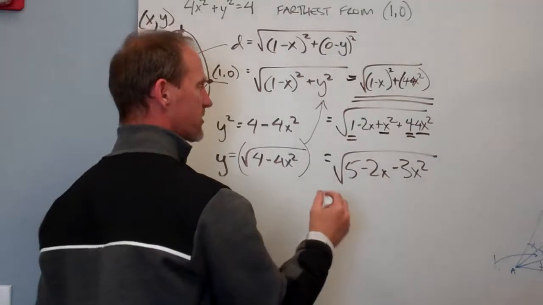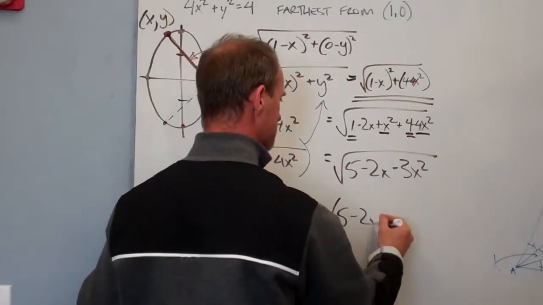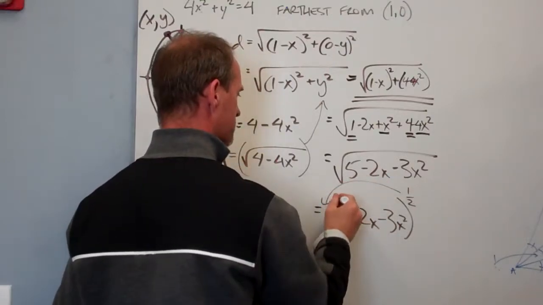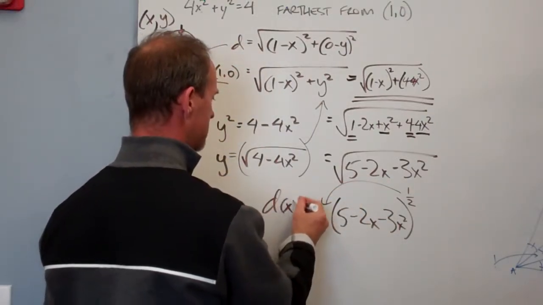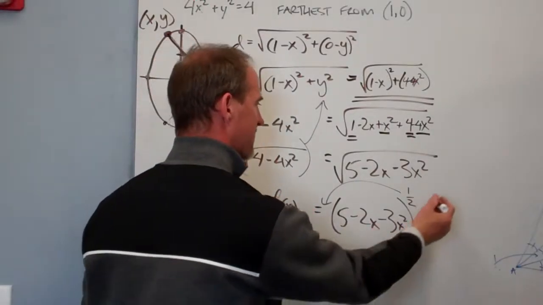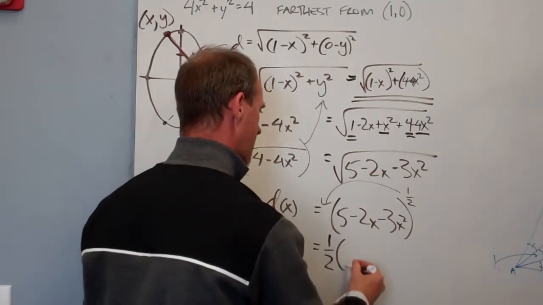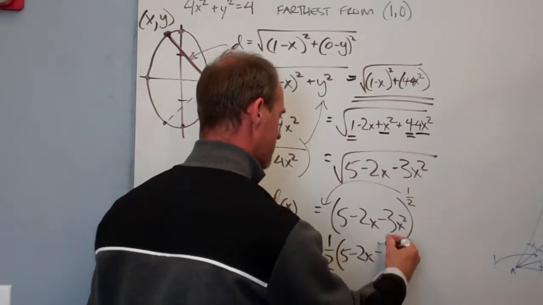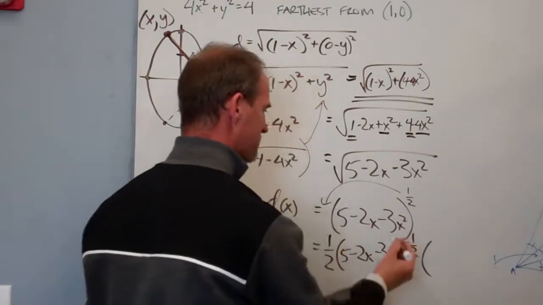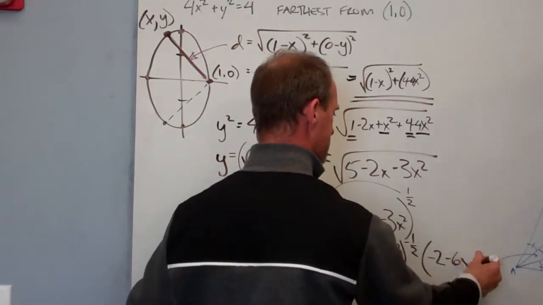All right, well, I'm going to take the derivative of this. I think it's easier to express it in exponential form. 5 minus 2x minus 3x squared to the 1/2. So that 1/2 comes out when I take the derivative. I'm going to call it d of x. That's my function I'm taking and finding the derivative. And then I subtract 1, and then I have to take the derivative of the inside. So I get 1/2 times 5 minus 2x minus 3x squared to the minus 1/2, times, what's the derivative of the inside? Negative 2 minus 6x.